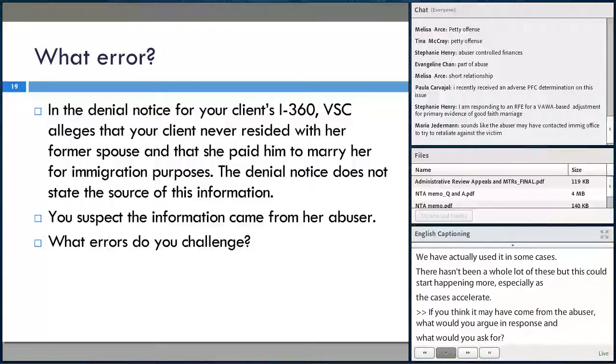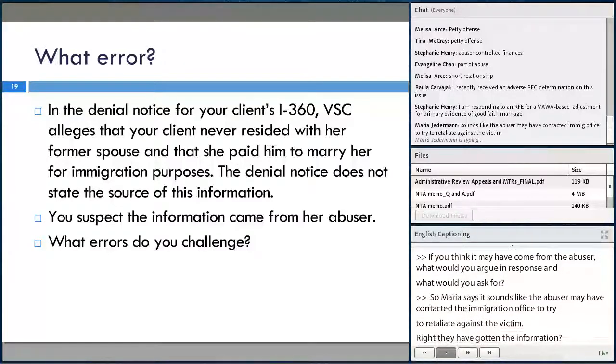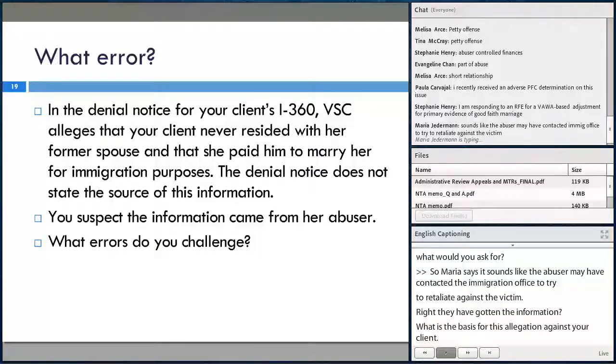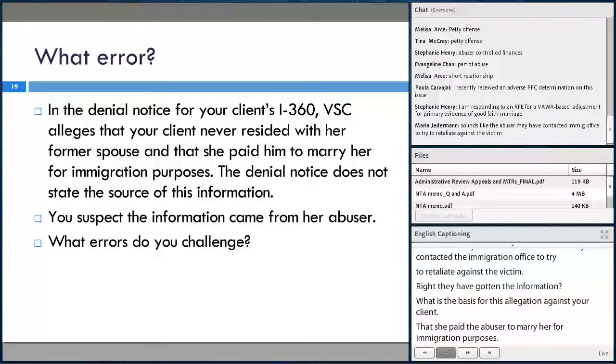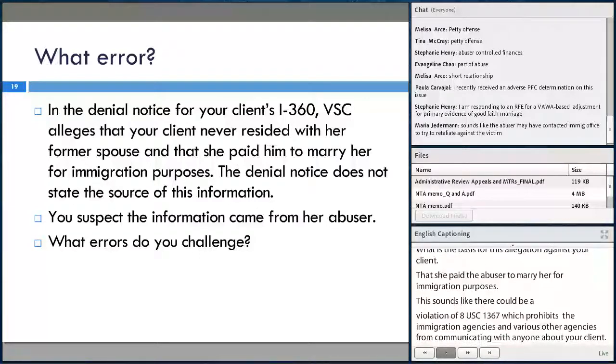Yes. So Maria says that it sounds like the abuser may have contacted the immigration office to try to retaliate against the victim, right? Where else would they have gotten this information? What is the basis for this allegation against your client, that she paid the abuser to marry her for immigration purposes? Okay, so this sounds like there could be a violation of 8 U.S.C. 1367, which prohibits the immigration agencies and various other federal agencies from communicating with anybody about your client who is protected as a VAWA self-petitioner. And so if Vermont has been communicating with the abuser, then we would say that that's a violation of the statute.